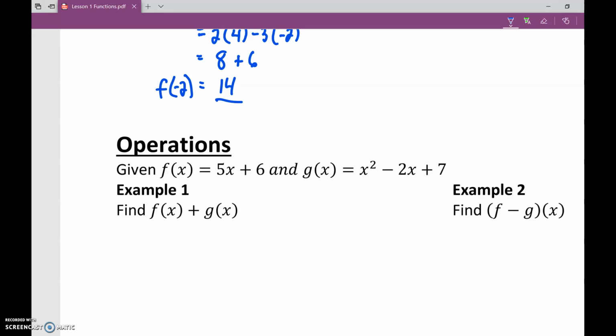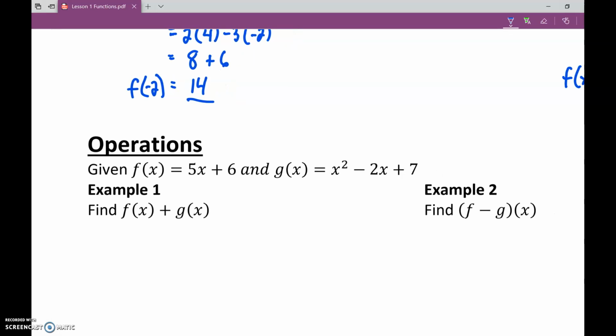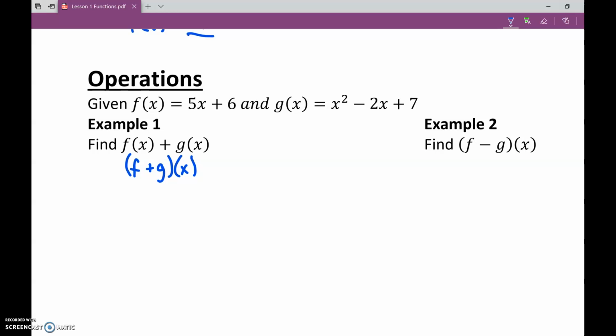All right, operations. So given these two functions, we're going to find f of x plus g of x. Remember, there were 2 ways that we wrote this. This is one way. You might also see it written like this. Both of those notations simply mean just take the f rule, which is 5x plus 6, plus the g rule, which is x squared minus 2x plus 7.